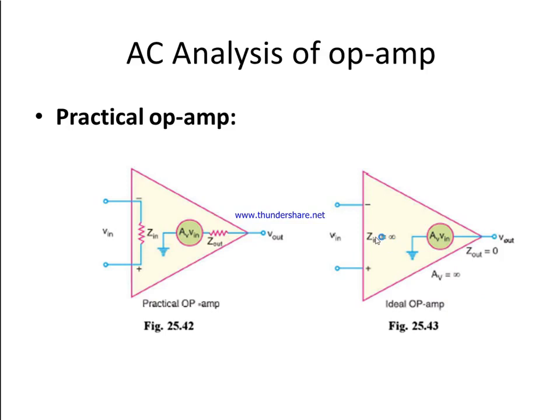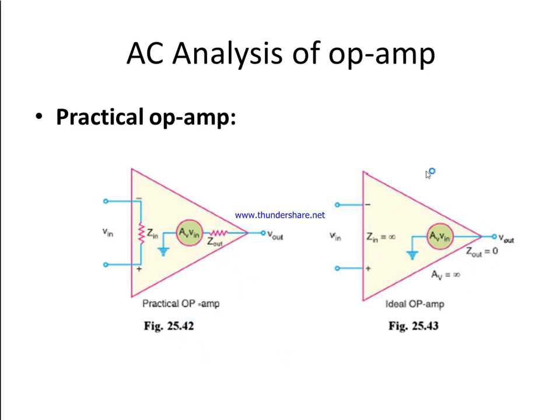And what about the input impedance? Here input impedance was very high, but here input impedance is infinity. So input impedance infinity means the resistance between these two terminals is infinity. So what will be the input current? No current will flow across these input terminals because the resistance in between is very high. So for an ideal op-amp, there will be 0 input current. And next, the output impedance Zout.